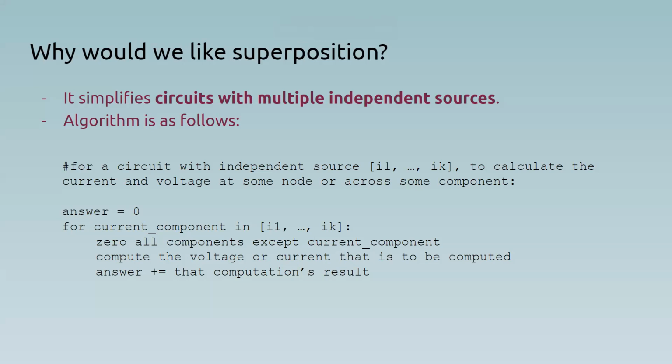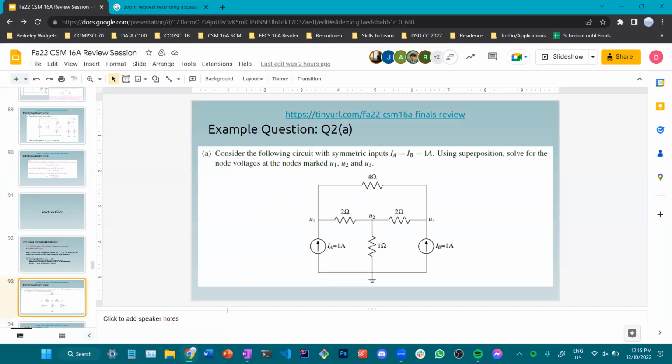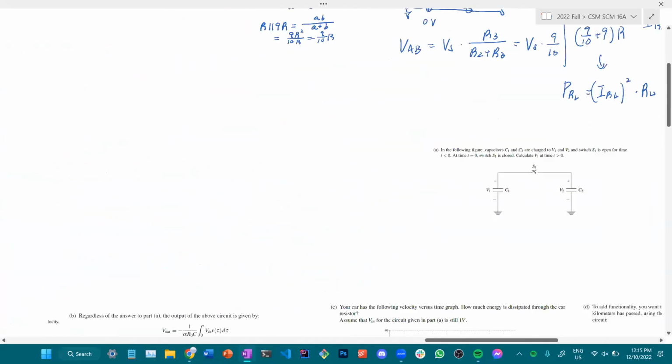But there are algorithmic ways to simplify and analyze this circuit, written in the pseudocode here. For a circuit with independent sources from I1 to IK, where I1 is the first independent source and IK is the kth independent source, it doesn't really matter how you number them, to calculate the current and voltage at some node or across some component, we sum up the results across the different circuit versions where we only keep one of the independent sources running. So let's go through an example question to see how superposition works, which is right below here.